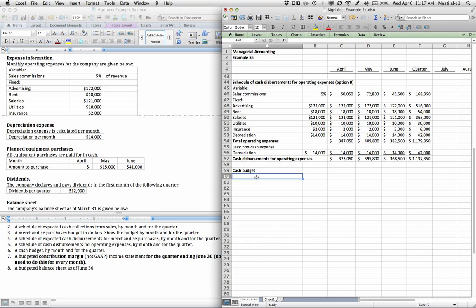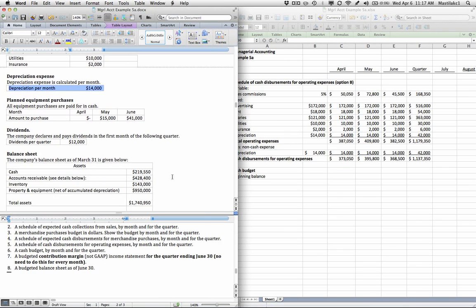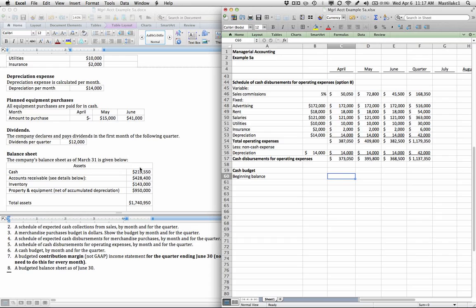What we're going to do with cash is we're going to start with our beginning balance. Cash is a balance sheet item. It's something that we have on hand, and so it's going to increase and decrease over time, but we need to worry about how much we have on hand. At the beginning of April, how much cash do we have on hand? Well, we can look at our March 31st balance sheet, and we can see that we plan to have on hand on April 1st $219,550. How do we know that? That's our March 31st ending cash, and what we end March with is what we begin April with.